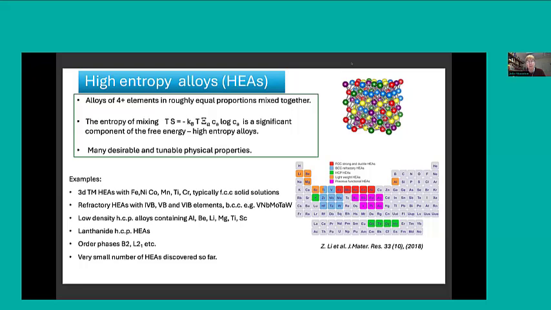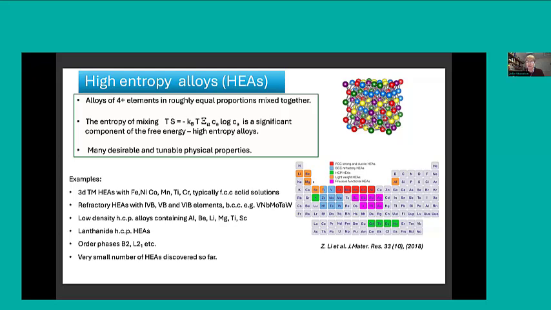potentially down to quite low temperatures, or they'll form these solid solution phases, and then at lower temperatures, some interesting ordered intermetallic phase might arise. And clearly, the scope for searching amongst the possible combinations can lead to some very desirable and tunable physical properties. So in the bottom part of the slide, I'm just giving some examples.